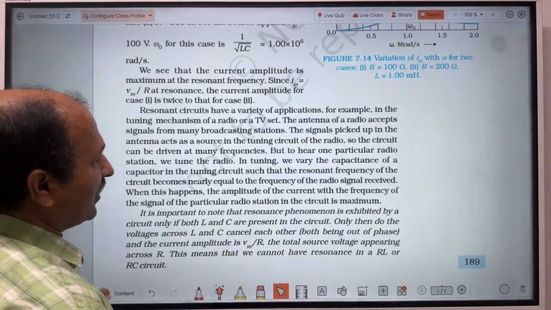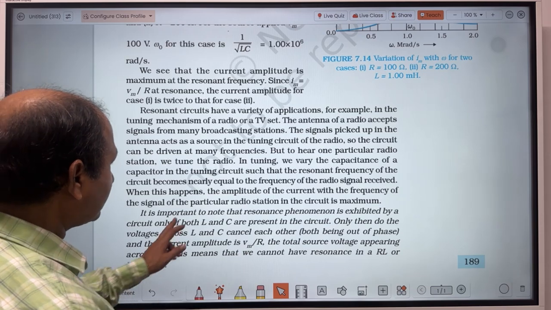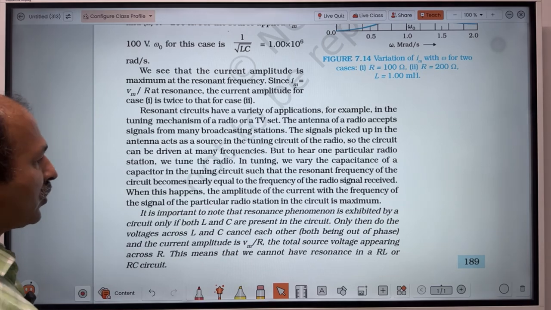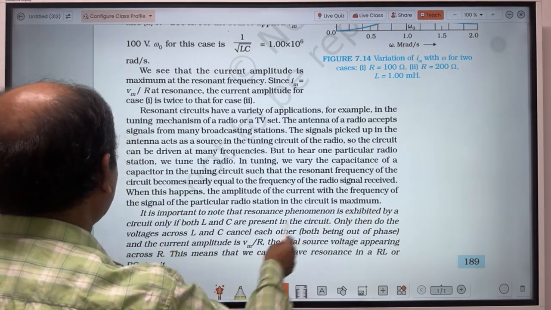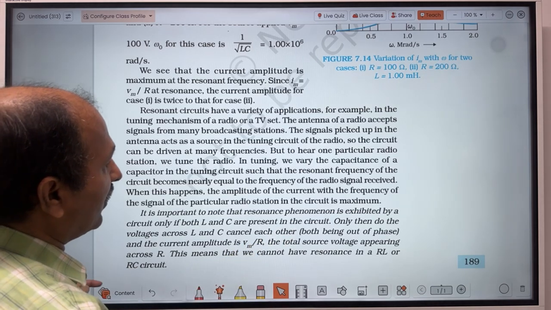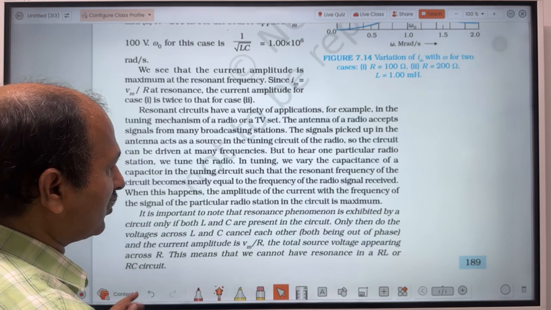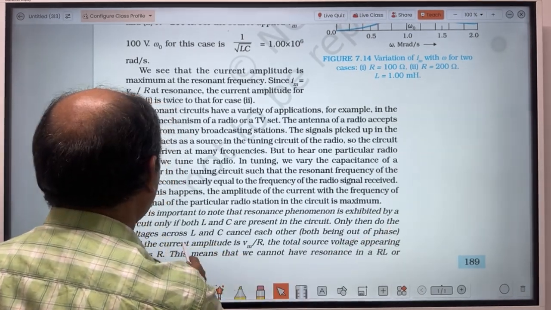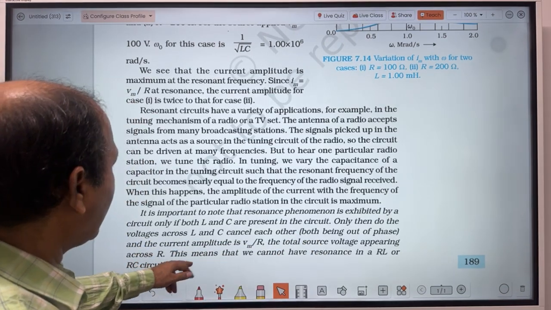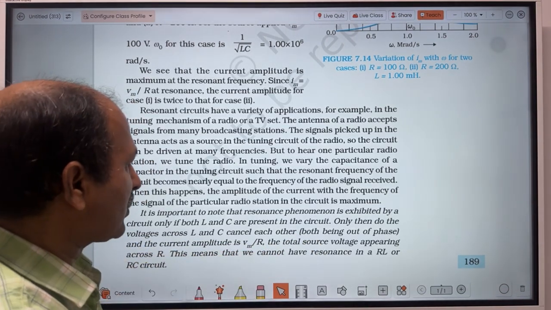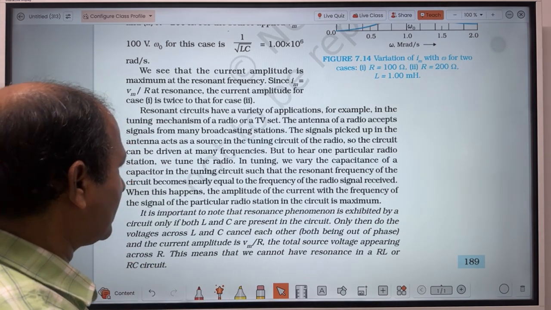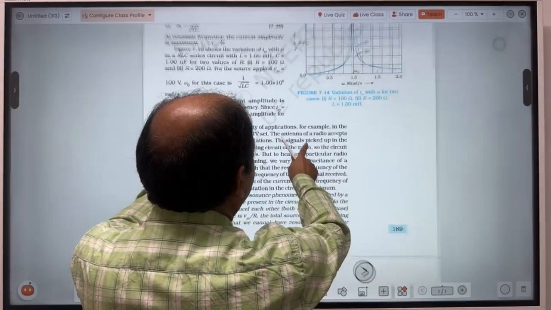When this happens, the amplitude of the current with the frequency of the signals of the particular radio station in the circuit is maximum. It is important to note that resonance phenomenon is exhibited by a circuit only if both L and C are present in the circuit. As you have seen, f equal to 1 upon 2 pi root LC means L and C both should be there. Only then do the voltages across L and C cancel each other, both being out of phase, as we have already studied, and the current amplitude becomes Vm upon R, the total source voltage appearing across R. This means that we cannot have resonance in an RL or RC circuit. So I think this is clear.